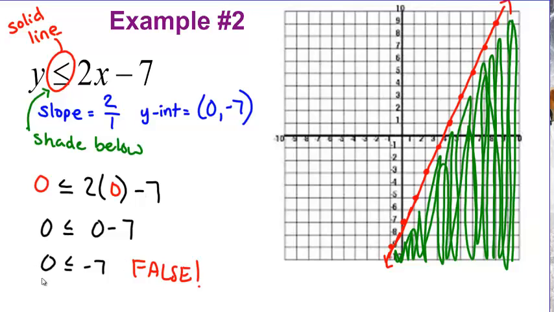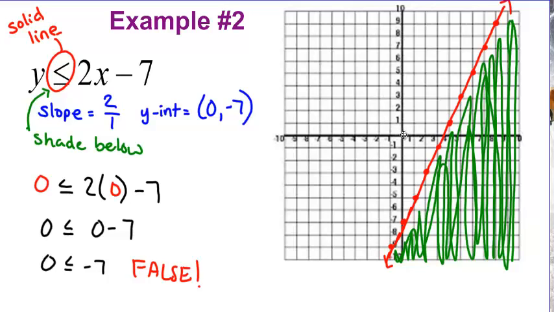Now, you can tell that it is also false just by looking at our work down here when we plug in our test point of (0, 0) to check and see if it works. Here, it does not work. It gives us a false statement of 0 is less than or equal to negative 7, so we don't shade on the side of (0, 0).